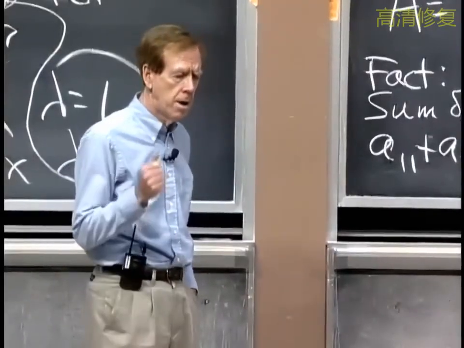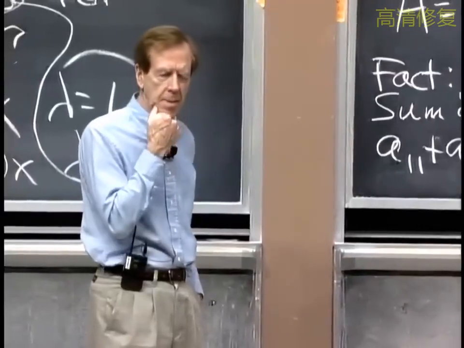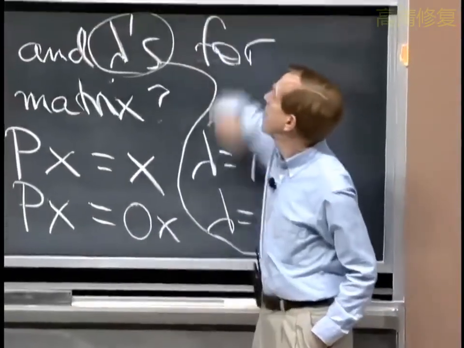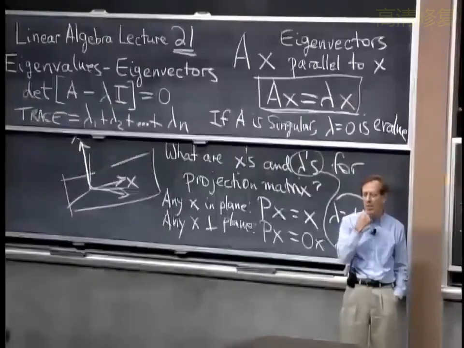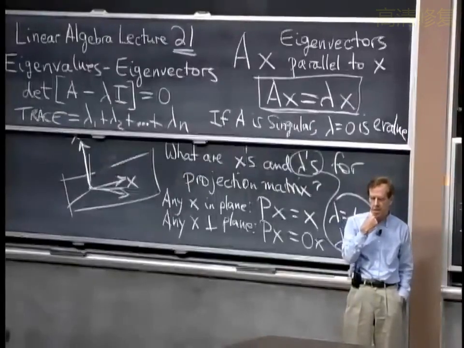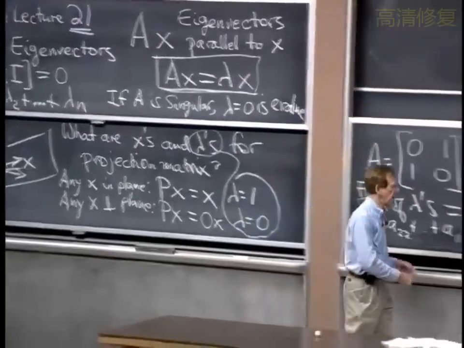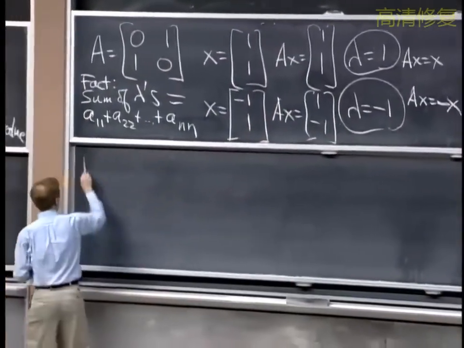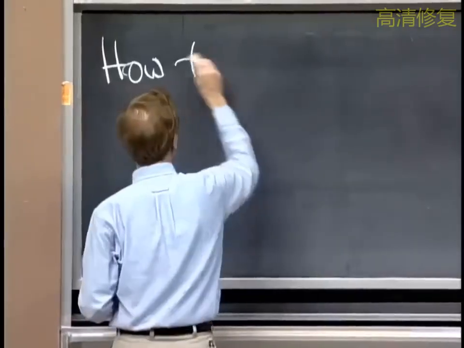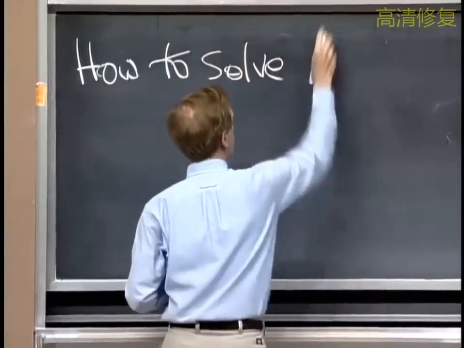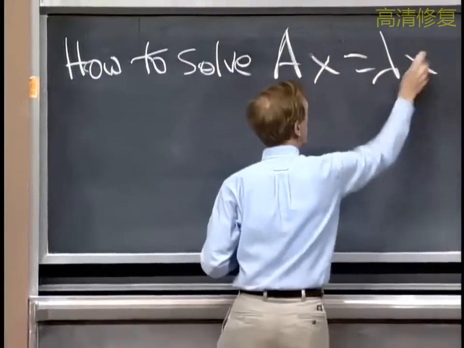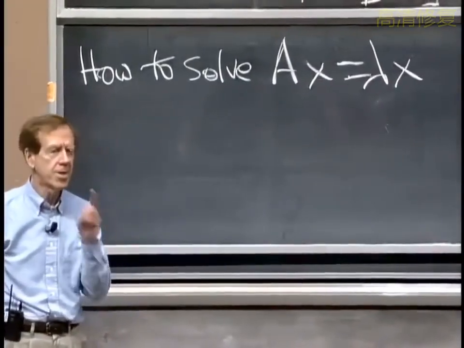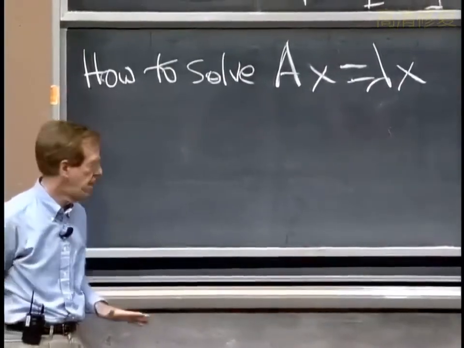Now, I could give more examples, but maybe it's time to face the equation Ax equals lambda x and figure out how we are going to find x and lambda. Okay, so the question now is how to find eigenvalues and eigenvectors. How to solve Ax equals lambda x when we've got two unknowns both in the equation. Okay, here's the trick. Simple idea.